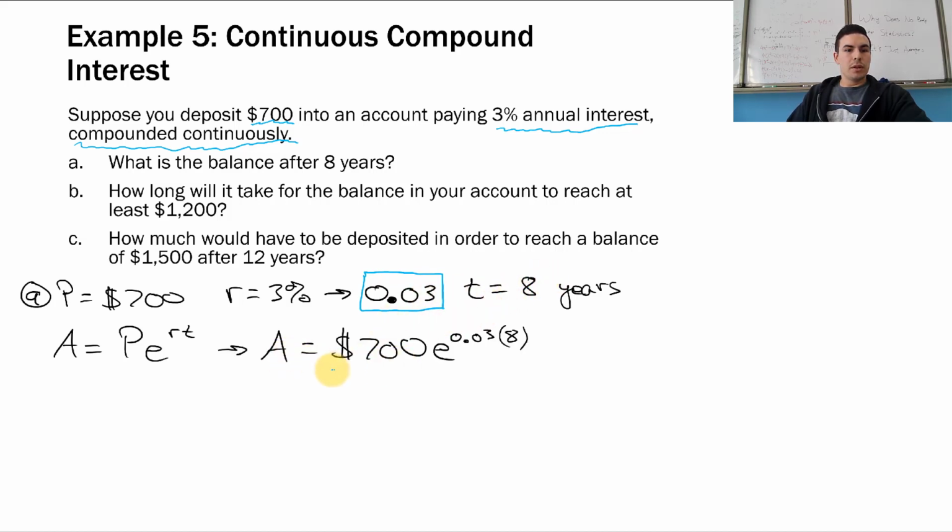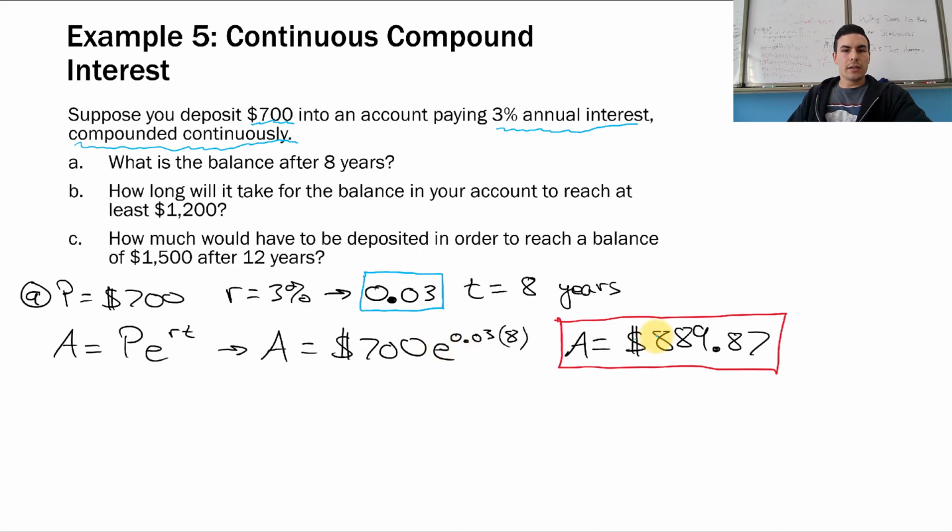So we can just plug in our values here when we're using A is equal to P e to the RT. So 700 e to the 0.03 times 8. Again, R has to be in decimals. That's a mistake that a lot of students make. And then we can plug this into our calculators and find our final balance after 8 years.